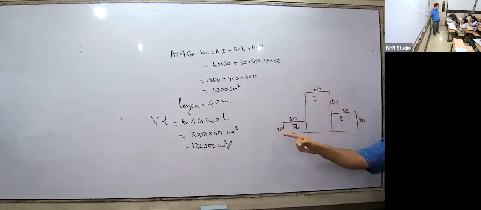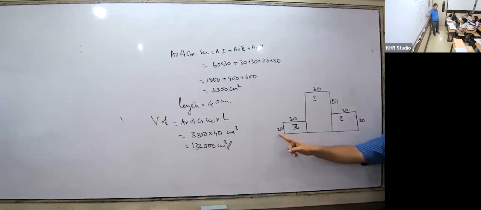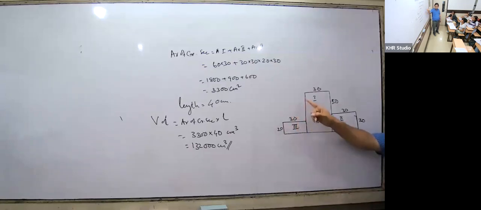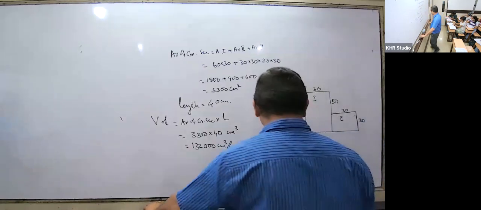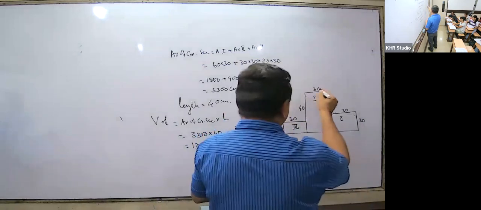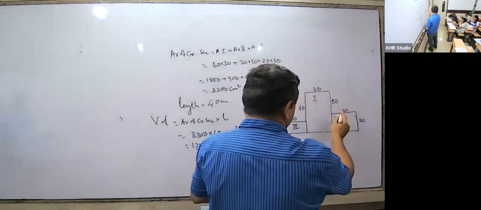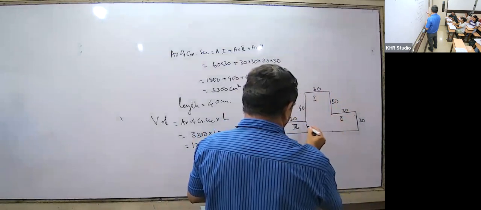So we will find out the perimeter of the cross section. What will be the perimeter of the cross section? 20 plus 30. What will be this one? This is 40, no? How did you get 40? Because total, plus 30, plus 30. This part is not required, so I put it dotted.